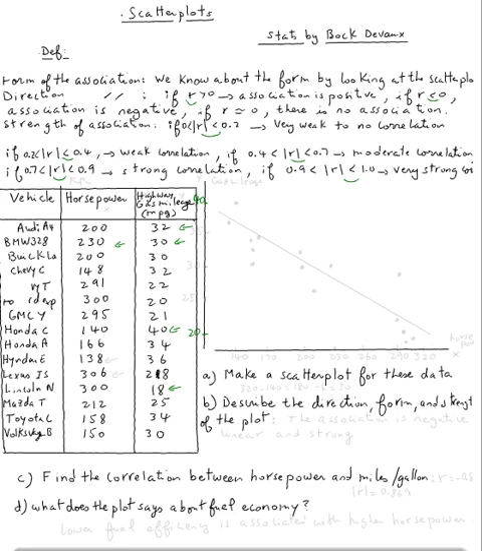The smallest number for the horsepower is 138. So let's put 140 here. I can still use 138. And then the largest number is 306, probably the largest one. So let's put 320, for example, right there.